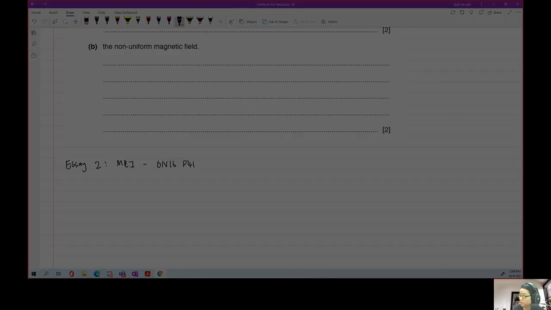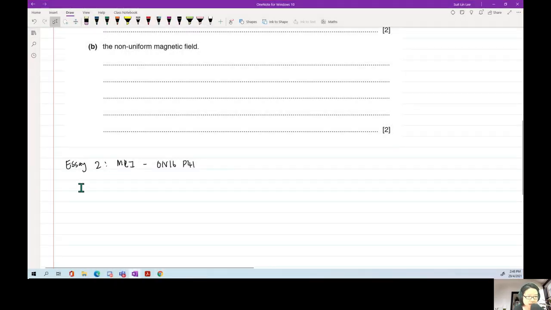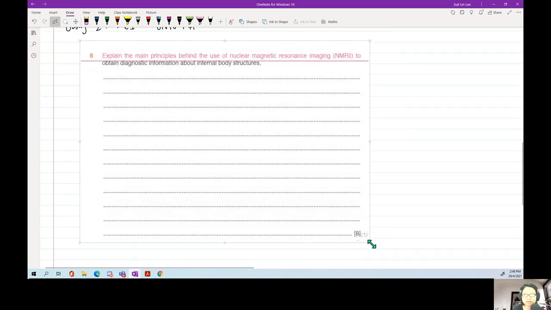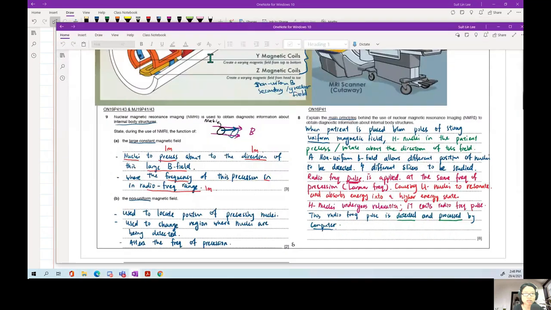Okay, so for a total of 8 marks: explain the main principles behind the use of MRI to obtain diagnostic information about internal body structures. So I don't know what kind of person you are, but if you're a very visual person, then the colorful notes that we have are already sufficient to study.